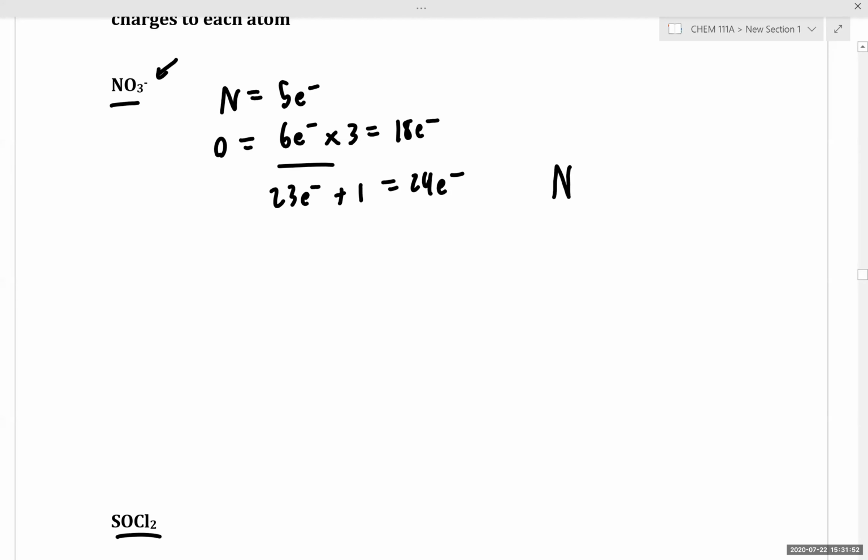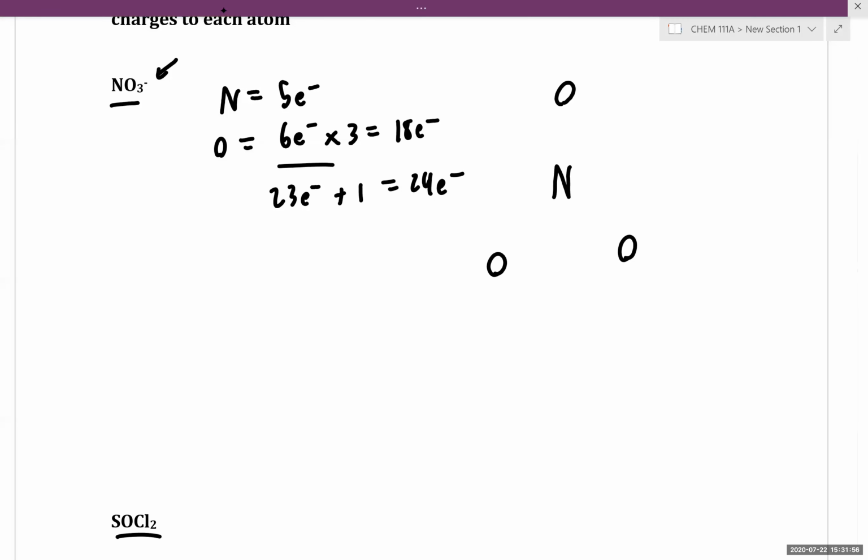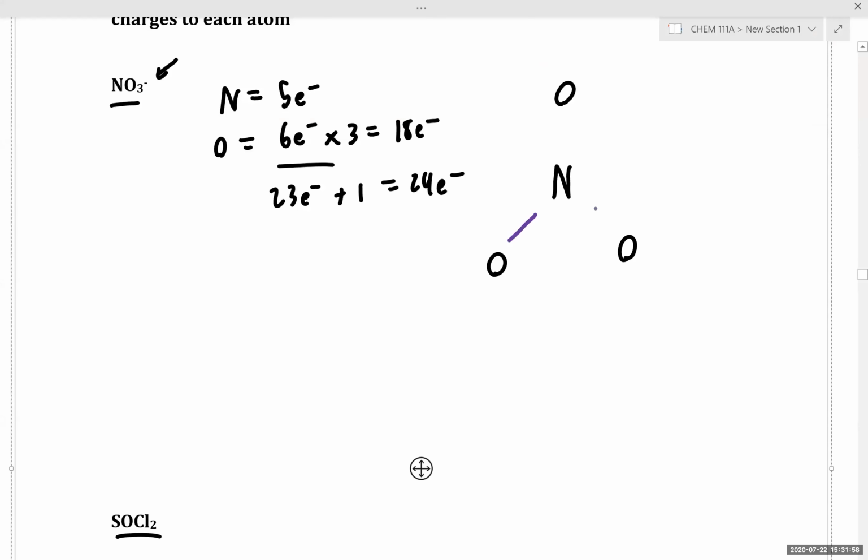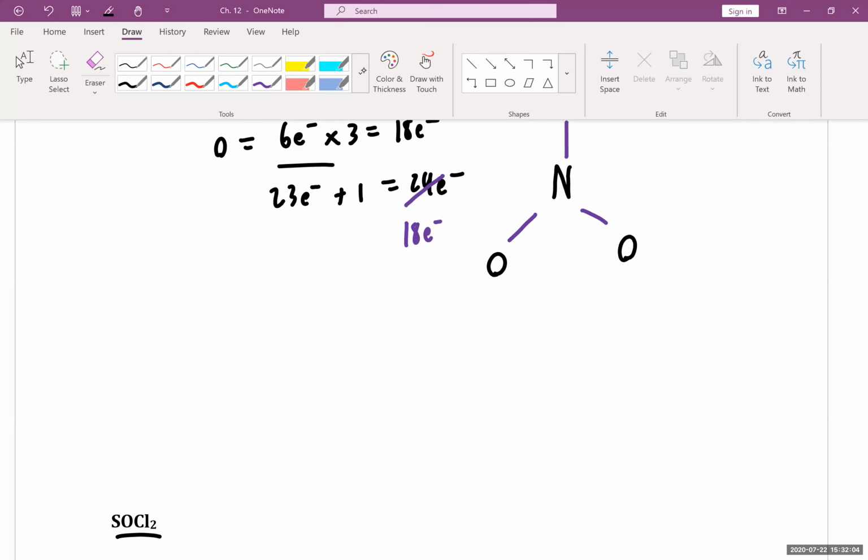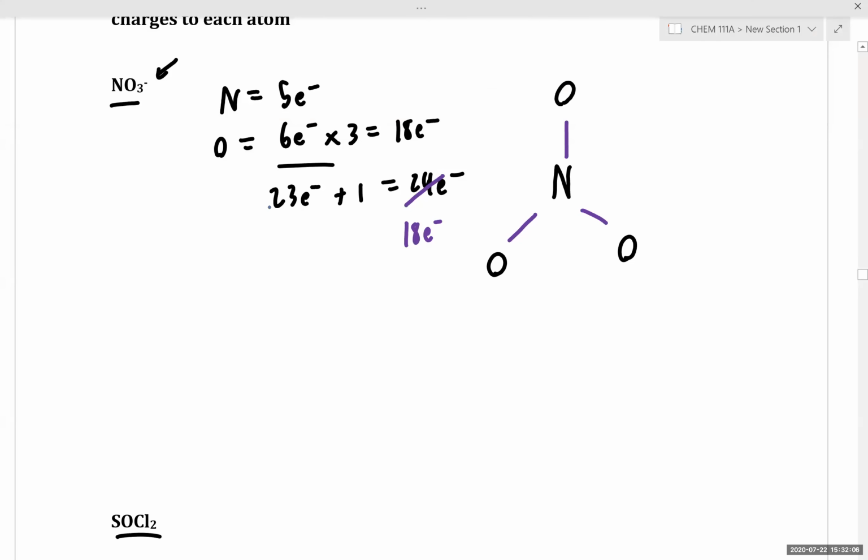Nitrogen, yep. We surround it with our 3 oxygen atoms, and then we form 1 bond each. That gives us 18 electrons remaining. How many electrons do our outermost oxygen atoms need for a complete octet? 6, 2, 4, 6, 8, 10, 12, 14, 16, 18. We burn through all of our electrons.